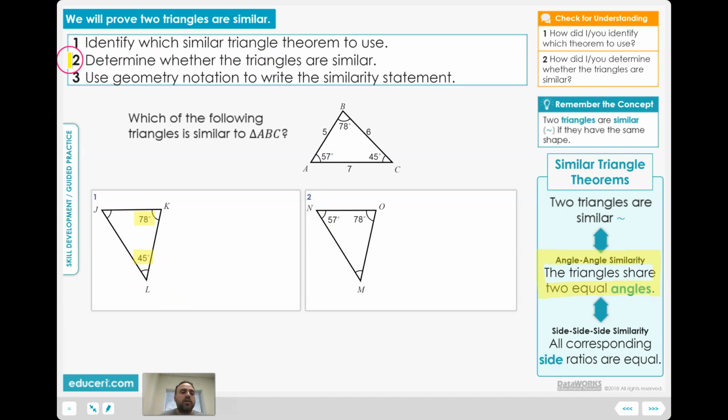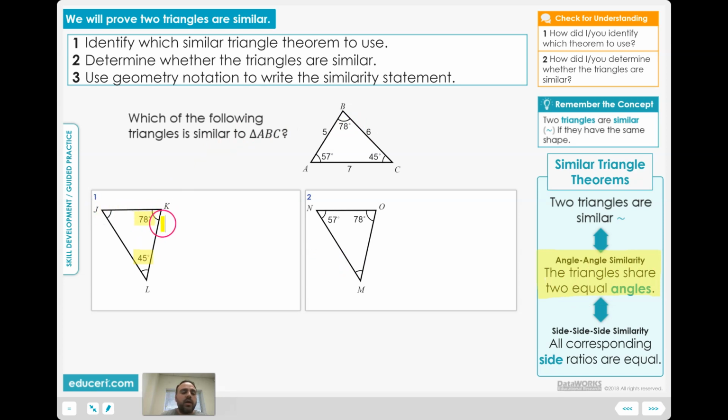Alright, let's continue to step number 2 and let's read where it says determine. Ready? Read. Determine whether the triangles are similar. Alright, how do we use the angle-angle similarity to determine if the 2 triangles are similar? Well, the 2 triangles are similar if and only if the triangles share 2 equal angles. I need to find equal angle measures.